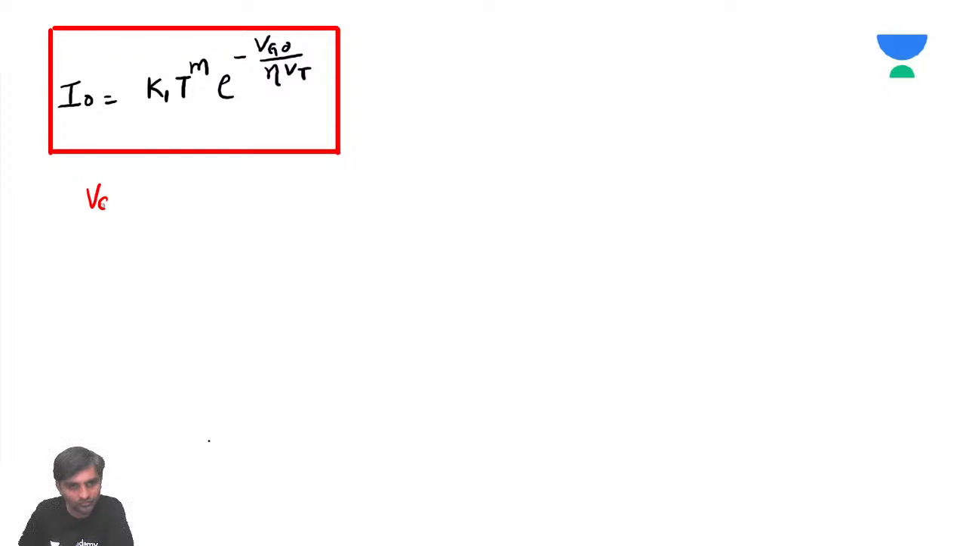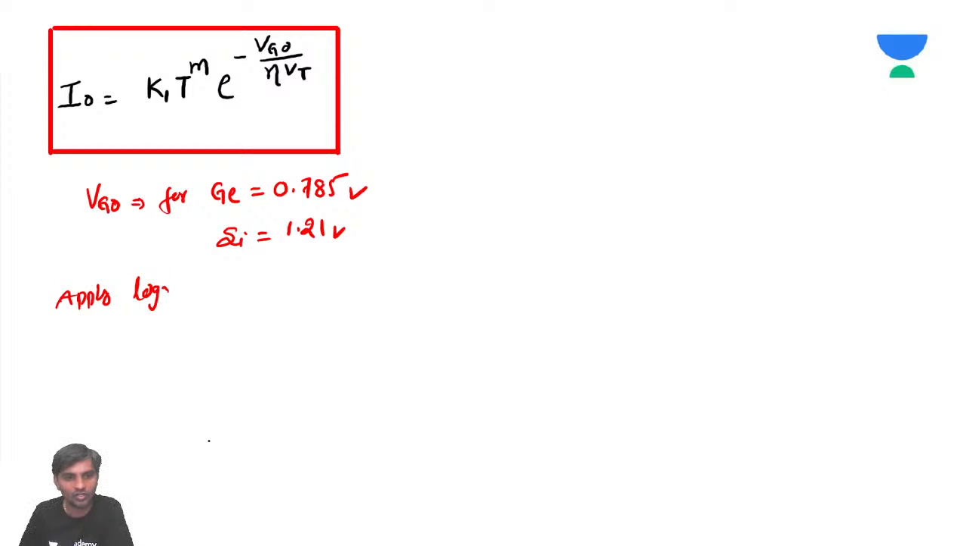Vg naught for germanium is going to be 0.785 volts. For silicon it is going to be 1.21 volts. It is also in volts, not electron volts, which is Eg naught. So now apply logarithm on both sides.